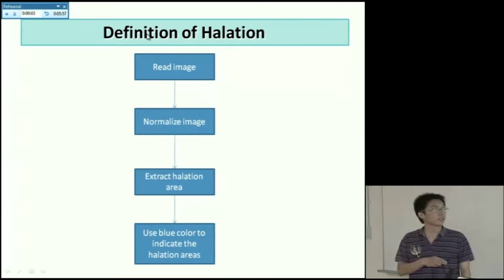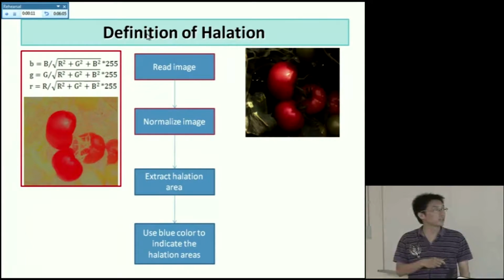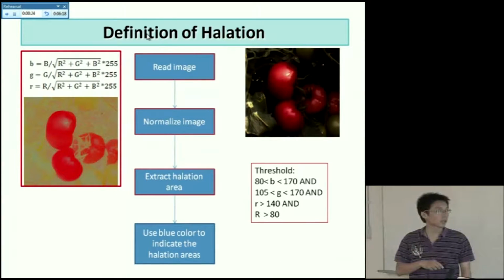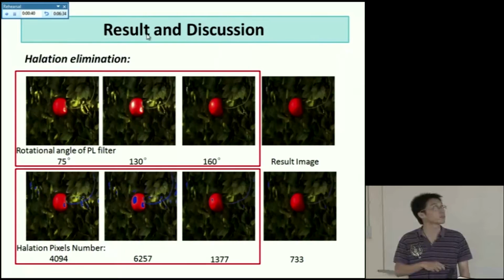Here is how I define the halation in my experiment. First, read the image with RGB values, and then normalize the image by this equation. Here we can get some normalized RGB values, and this is a normalized image. Then after getting this, we extract the halation area by this threshold. Here I use the normalized RGB and also the original R from the original image. Finally, I use a blue color to indicate the halation areas in the original image.